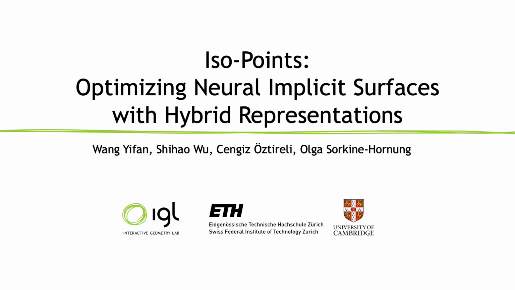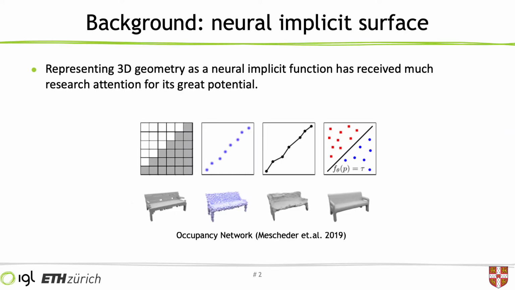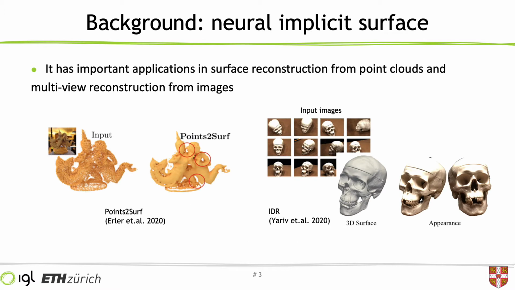I would like to introduce to you isopoints, a hybrid representation for optimizing neural implicit surfaces. Neural implicit functions have emerged as a prominent representation form for 3D geometries. It is a continuous representation promising infinite resolution and unrestricted topology. It has many applications, including surface reconstruction from point clouds and multiview reconstruction from images.